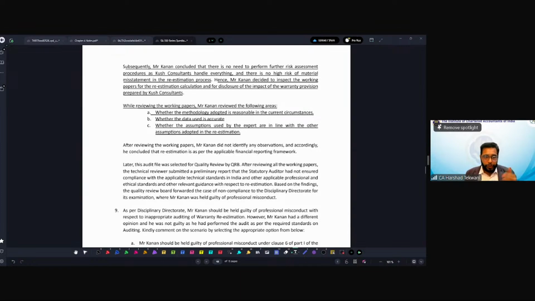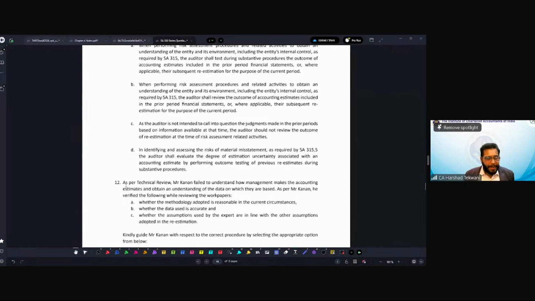Okay, to review the work performed by the expert. Now the question is, as per the technical reviewer, Mr. Kannan failed to understand how management makes the accounting estimate and obtains an understanding of the data on which they are based. As per Mr. Kannan, he verified the following. Kindly guide Mr. Kannan with respect to the correct procedure by selecting an appropriate option from below.